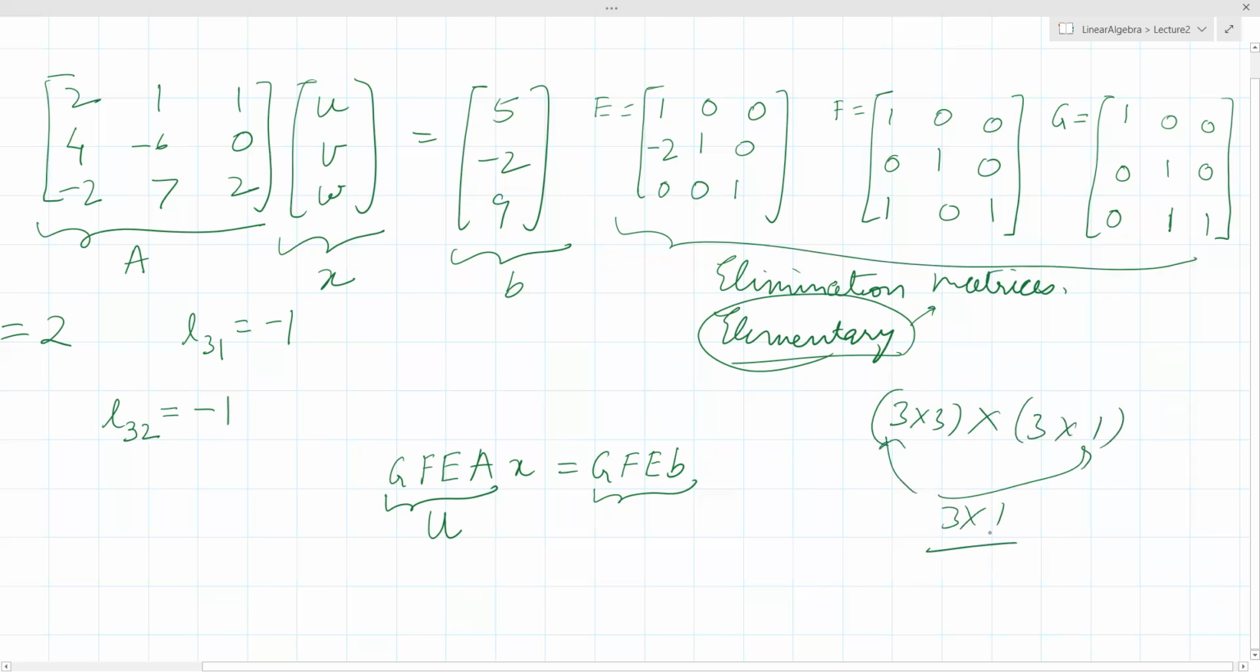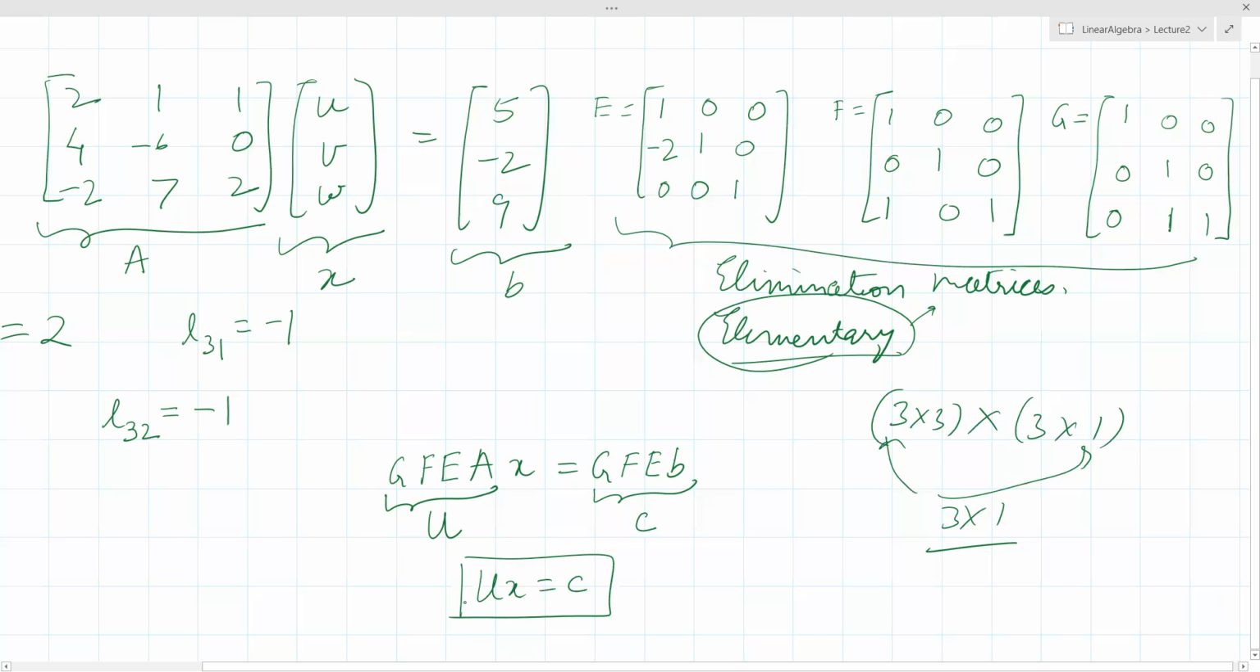Yes, sir. Okay. So let us call this another vector C. Now we have a new set of equations which will give results identical to the previous equation, which is Ux is equal to C. Is that all right? Will it give the same solution or no? It will. Yes, sir. Okay.